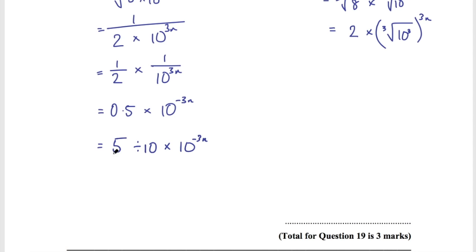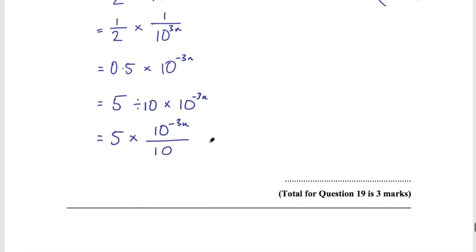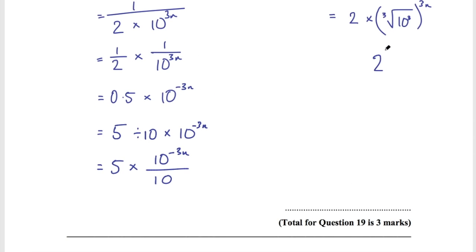Now, rather than multiplying this by 10, I can divide this by 10. So this can be written as 5 multiplied by 10 to the minus 3n divided by 10. So all I've done there is rearrange this slightly. I haven't changed anything. And now if you have the same base number, so if we had, say, 2 to the 5 divided by 2 to the 3, think for a second, what would you do with those exponents? You would subtract them. So you'd do 5 subtract 3 to get the answer. So the answer here would be 2 squared.